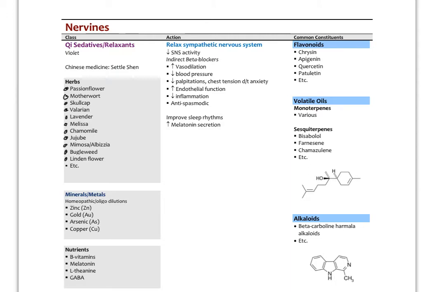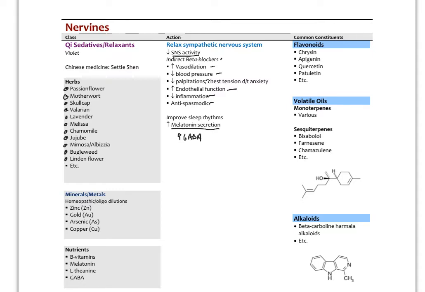We think that most of them are working by decreasing sympathetic nervous system activity. We might call them indirect beta blockers. So they have sort of a medicinal profile similar to beta blockers, but they're not acting at beta receptors to block them. They're going to increase vasodilation, decrease blood pressure, decrease palpitations and anxiety, improve endothelial function, decrease inflammation, and they're antispasmodic. And we think they also increase melatonin secretion, and they increase GABA secretion. So all very helpful effects.